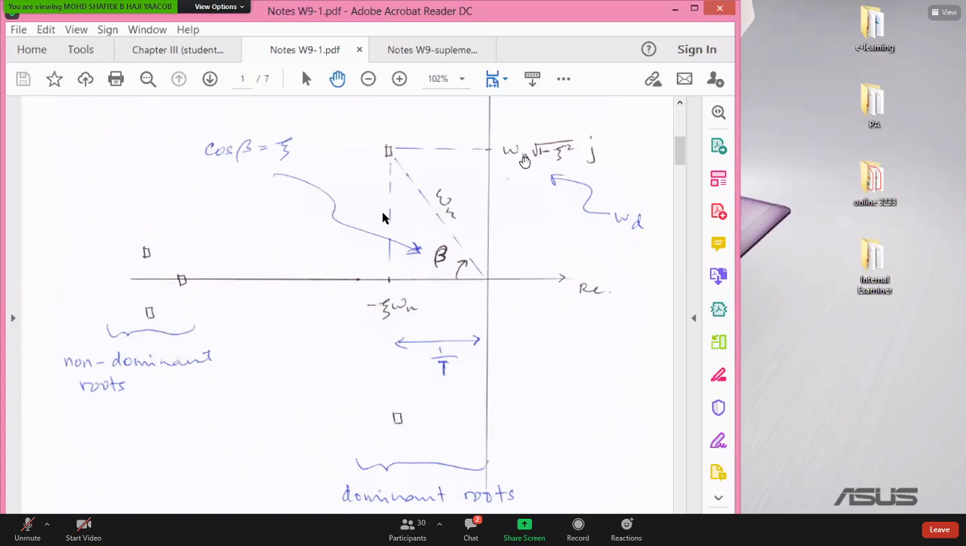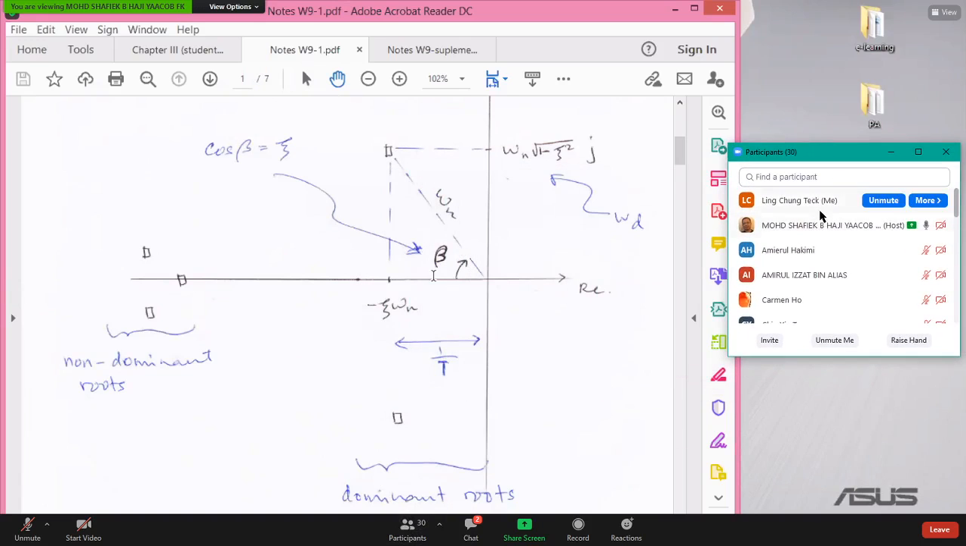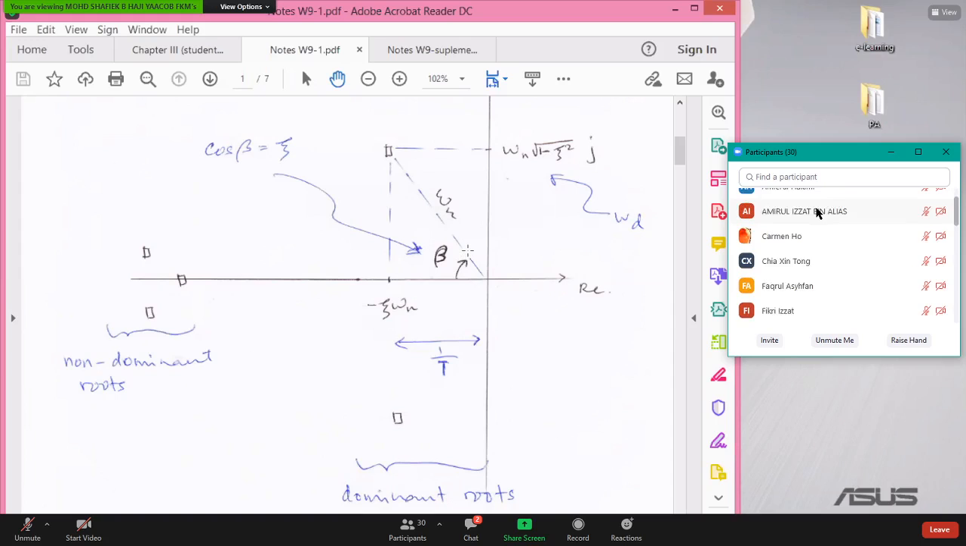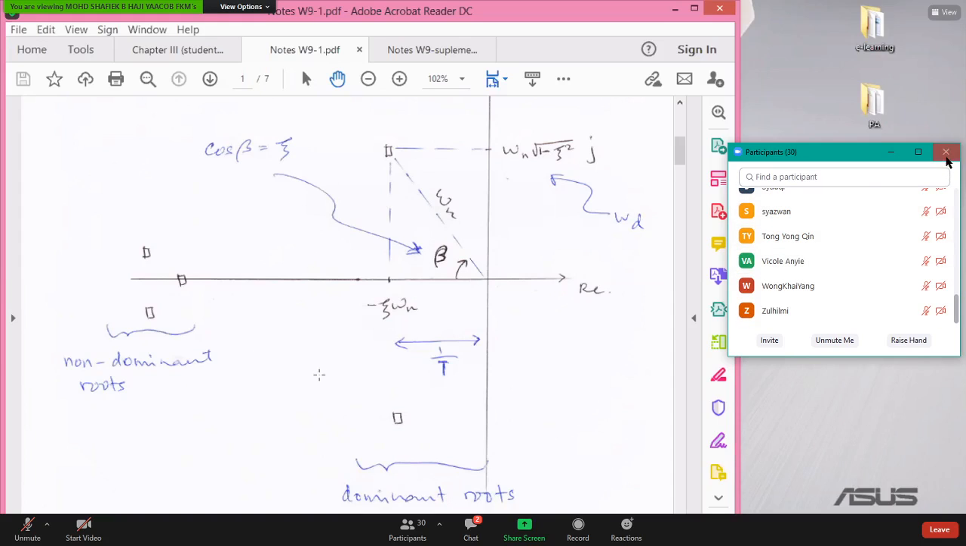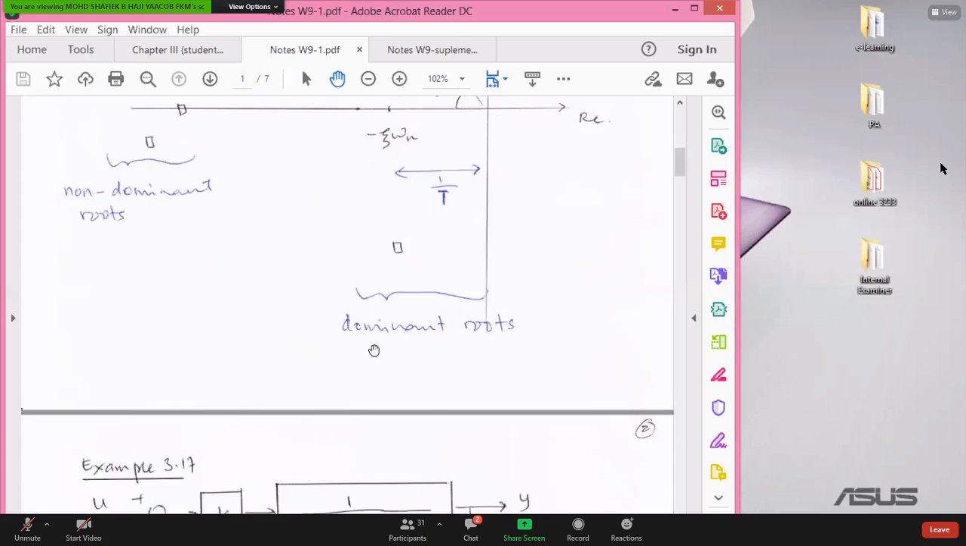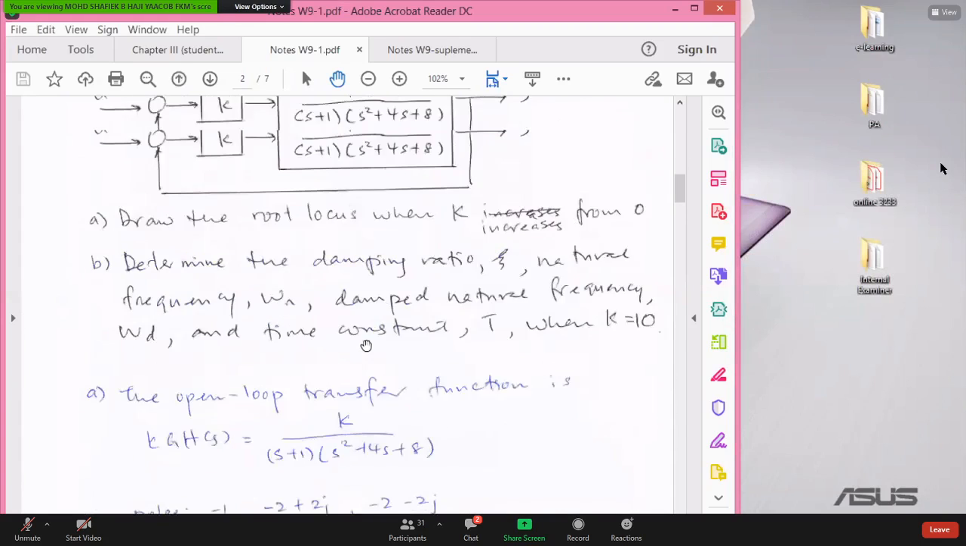The imaginary part of the root is going to give us the information about the damped natural frequency. And then the distance of the selected root to the origin will give us the information about the natural frequency. And if you draw a line from the root to the origin, you're going to have this angle beta. That angle beta gives us information about the damping ratio, which is the cosine of that angle, equal to the damping ratio. So keeping that in mind, we are going to go to our second example today.